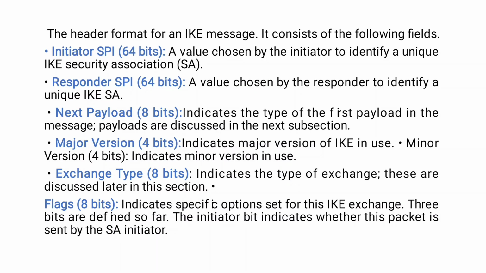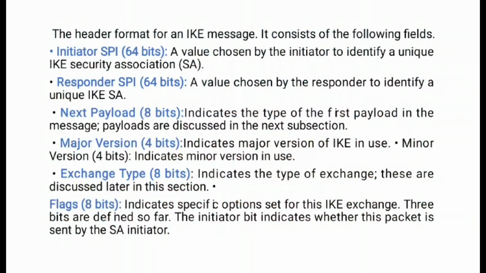The header format of an IKE message consists of the following fields. The first one is the initiator SPI, 64 bits. The value chosen is the identifier of a unique security association, SA. The second one is the responder SPI, which contains 64 bits. The value chosen by the responder is the identifier of a unique IKE SA.